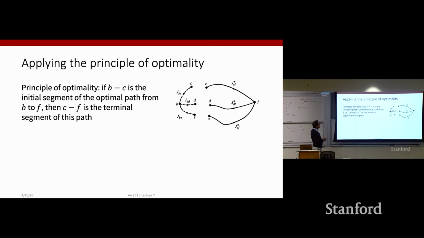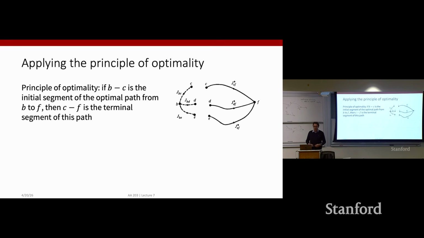if the arc BC is the initial segment of the optimal path from B to F, then C to F is the terminal segment of this path. That is, there is no reason for you to consider any further combinations of possible control inputs for the tails of problems, because you know that the tail of an optimal control sequence is optimal for the tail problem. So there is no additional optimality you can gain by further optimizing the truncated problem.